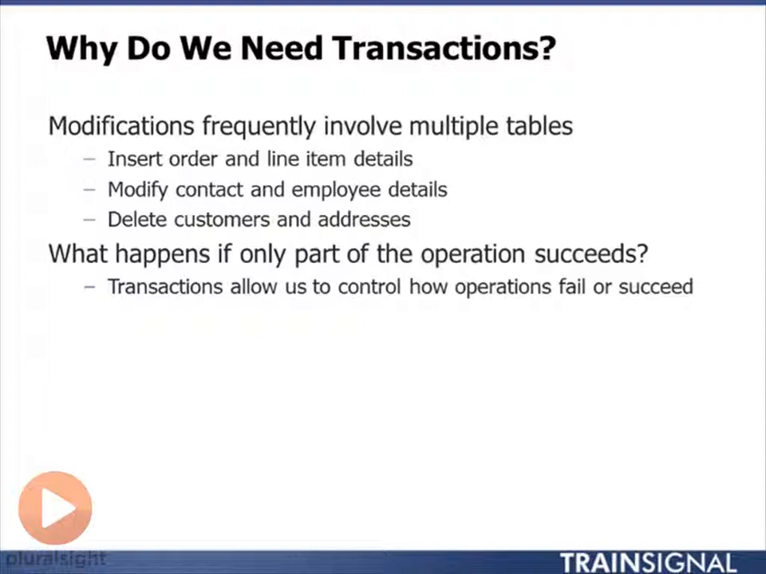Well, what happens if only part of that operation succeeds? For example, what happens if I insert in an order, but we don't wind up with the details of that order? How do we then have to go back in and fix that? And obviously then notice that we wind up with a lot of possible problems inside of our database when it comes to data integrity. This is where transactions come into play. Transactions will allow us to control the entirety of an operation and ensure that everything's going to succeed or everything is going to get rolled back should something fail.